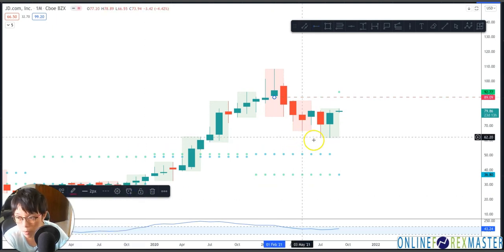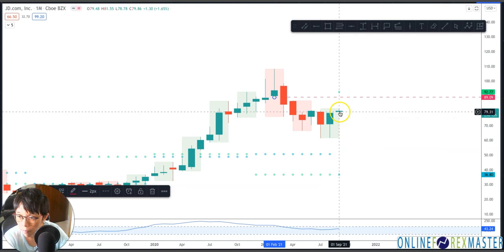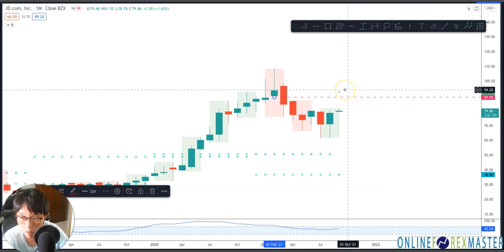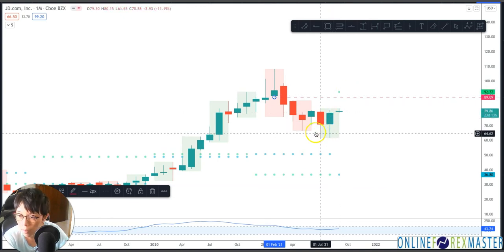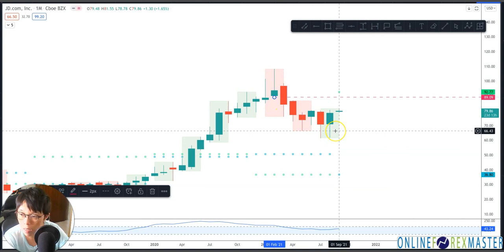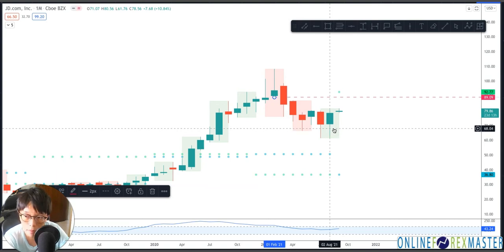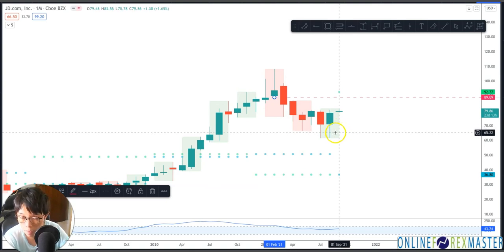Now essentially what this means is that if price can again close above this 89 or 90 region, that would be even more bullish. All right, but at this moment JD is showing a bit more bullishness and strength than the other tech stocks that are in the HS Tech.